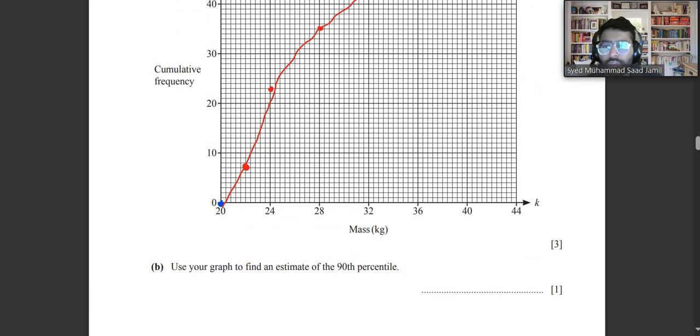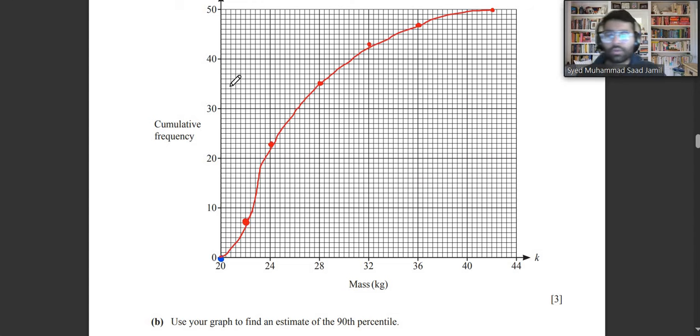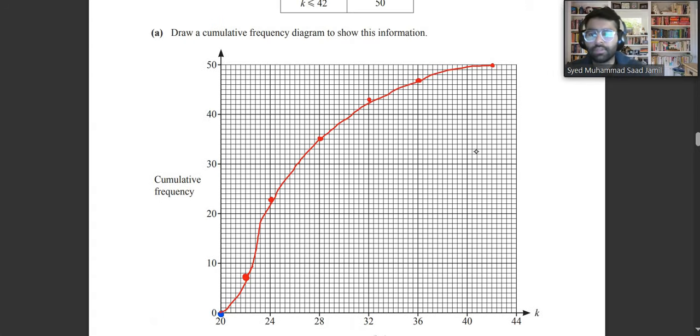So for this question, let me correct my graph once again, because if I don't make the right graph, chances are my answer might be wrong. So just give me 1 minute, let me sketch it. After a lot of tries, I managed to make one. It's a bit incorrect, but I hope you guys understand. So now it says use your graph to find an estimate of the 90th percentile. So look, it means 90 upon 100 multiplied by cumulative frequency, which is 50. So the answer is 45.